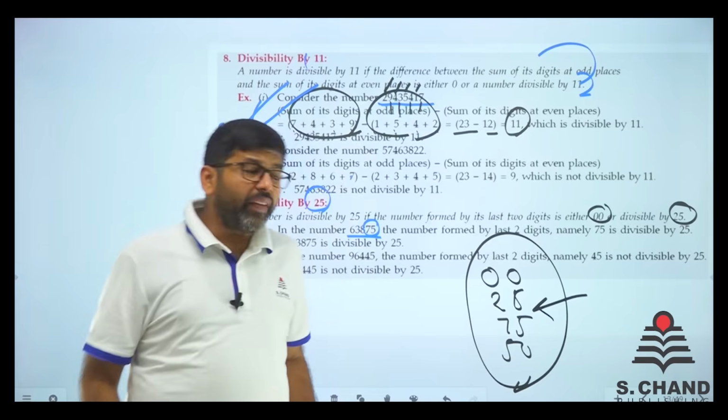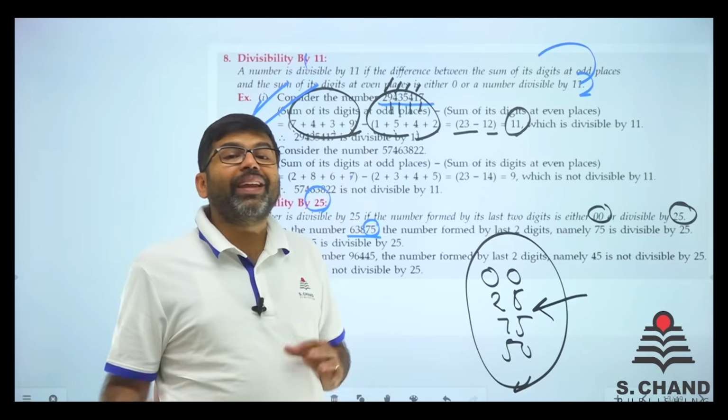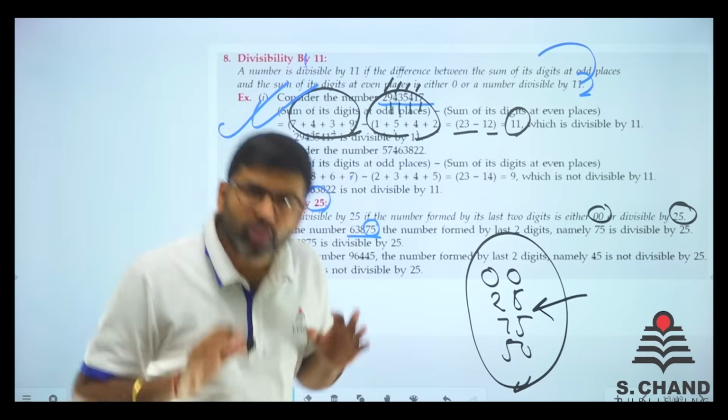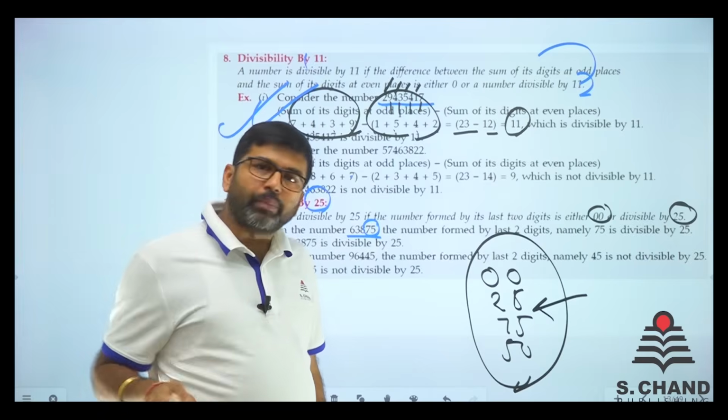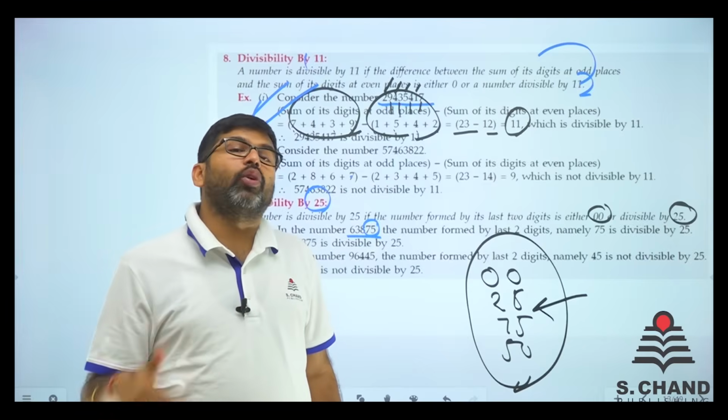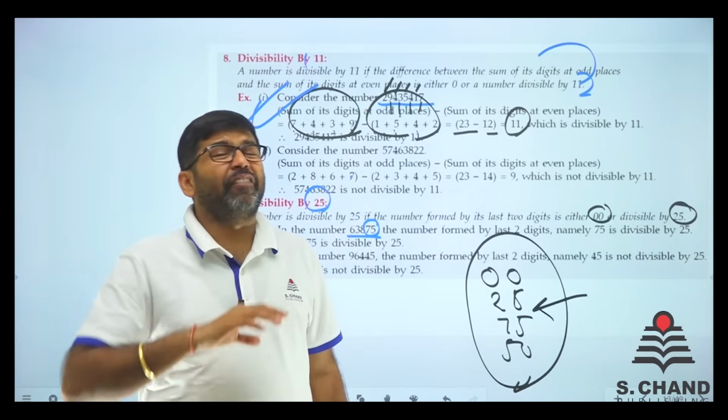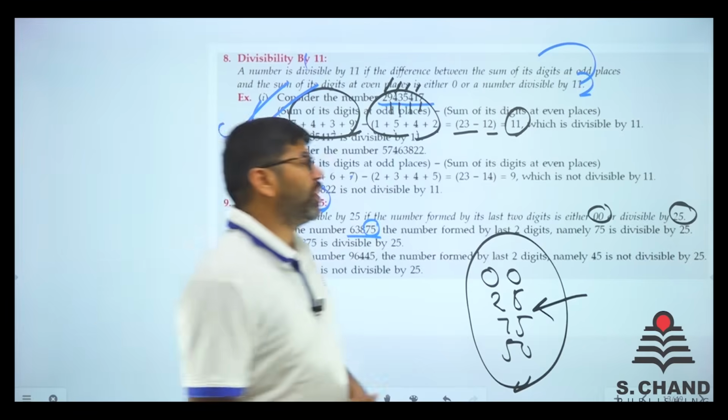So in this way, in the book, you will find there are many divisibility tests. You just do one thing, they have examples. So you just do them by yourself and you will see they are very easy. Let's move on to the other concept.